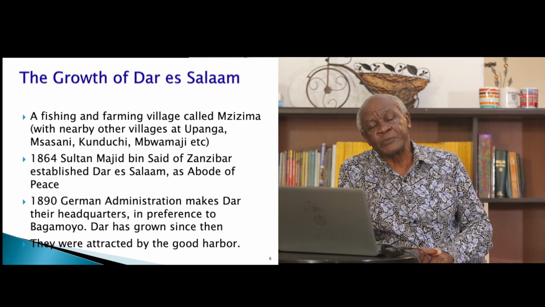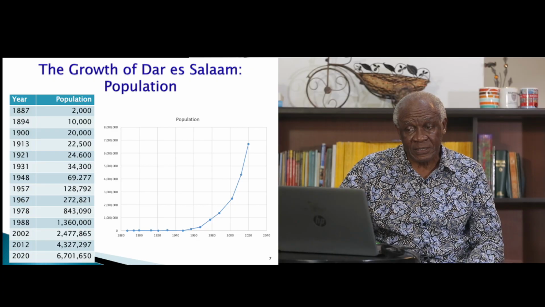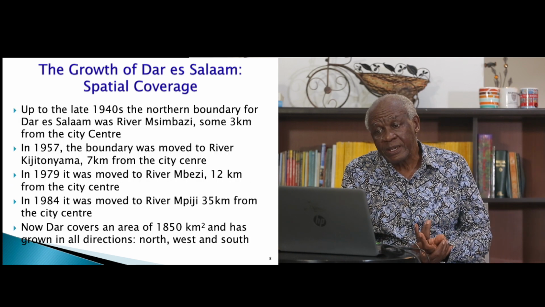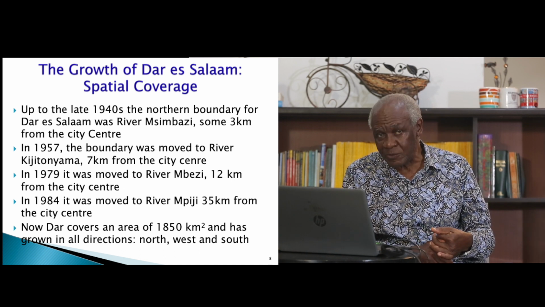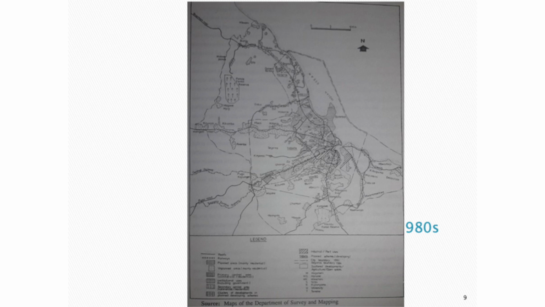We can think of Dar es Salaam, for example. It started as a fishing and farming village called Mzizima, with nearby villages of Msasani, Kunduchi, and Mbwamaji. Now, in 1864, Zanzibar Sultan Majid bin Said established Dar es Salaam as his abode of peace. In 1890, the German administration made Dar es Salaam their headquarters in preference to Bagamoyo, and Dar es Salaam has grown since then on the basis of the good harbor which it has. So the population has grown from just 2,000 in 1887 to currently 6 million. And in terms of area, Dar es Salaam now covers 1,850 square kilometers and is 100 kilometers from the northern boundary of Mpiji to the southern boundary of Mbezi.